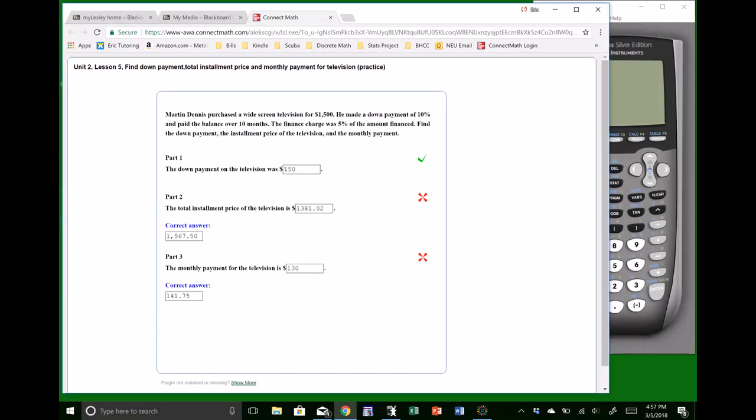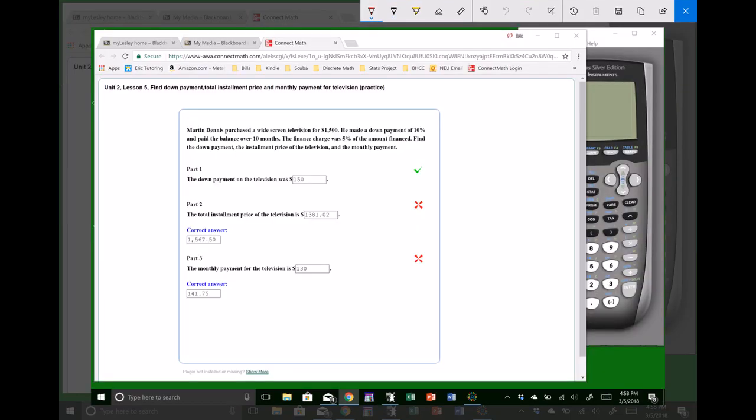Okay, in this problem, we have a widescreen television for $1,500. There's a down payment of 10%, and the balance is paid over 10 months. Let's see what we got here. The finance charge was 5% of the amount financed. There's nothing mentioned about compound interest or compounding.